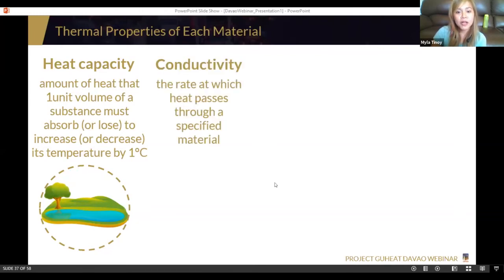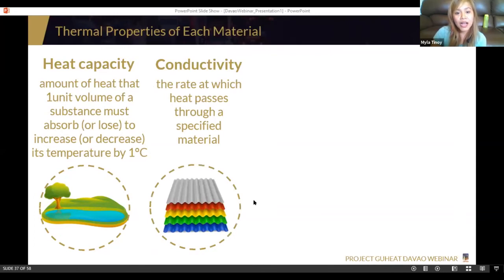Second would be the thermal conductivity. An example of material with high thermal conductivity is metal. For instance, roofs made up of galvanized iron sheet metal. So when these roofs are exposed to sunlight, they easily become warmer. And then when these roofs are covered by clouds, in an instant, they will cool down quickly.